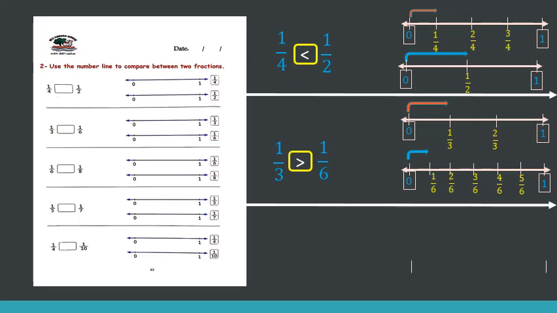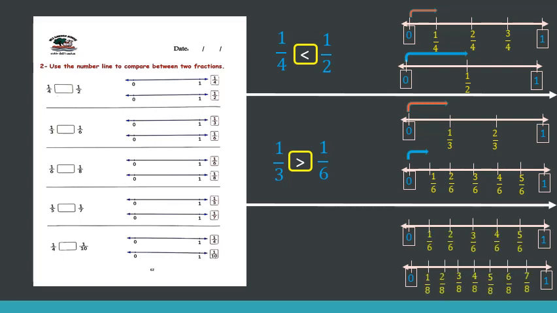The third one, 1 over 6 and 1 over 8. I will draw two number lines from 0 to 1. At first I will represent 1 over 6, so I will divide the number line into 6 equal parts. So I will draw 5 dashes. The first part is called 1 over 6, the second 2 over 6, the third 3 over 6, 4 over 6, excellent, 5 over 6.